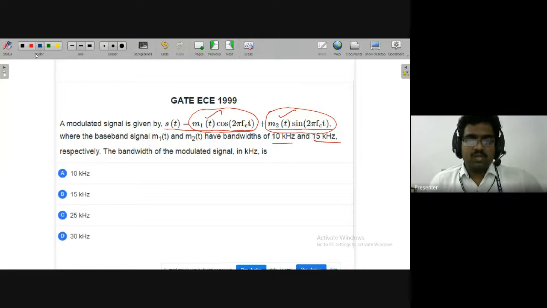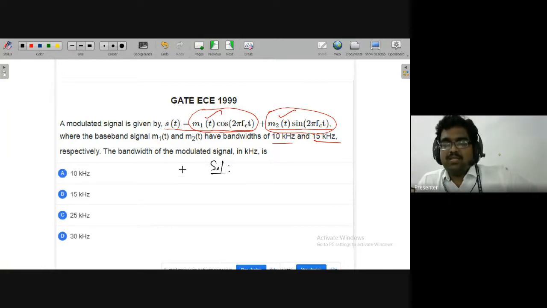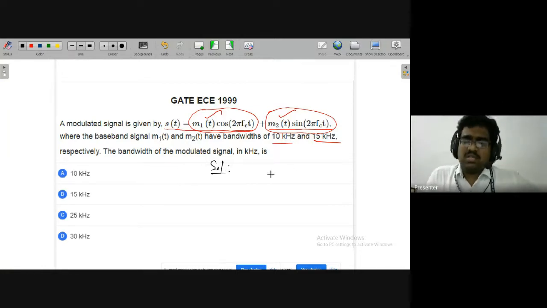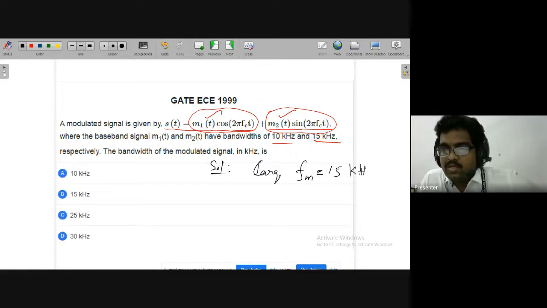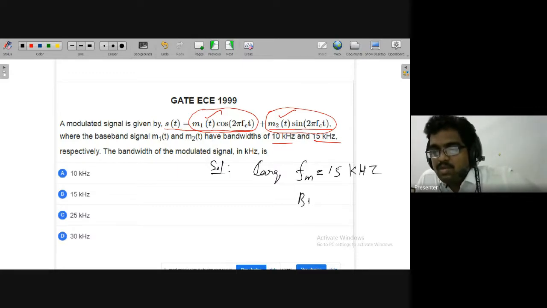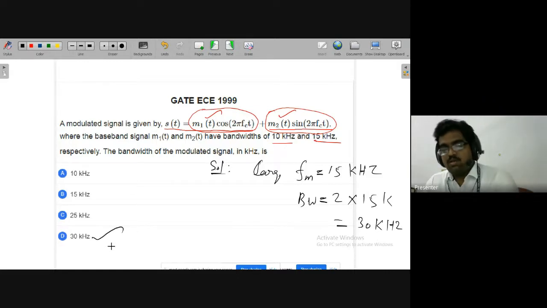They are asking. Solution: I already told you whether it may be an AM system or a DSB system. This is similar to DSB, double sideband suppressed carrier, but it is not a single tone, it is a multi-tone. We are given two message signals, but out of this, which is largest? You should take only the largest frequency. The largest frequency here is 15 kilohertz. We are given two frequencies, but you have to take just the larger one. Then bandwidth means twice the largest frequency, that is simply 30 kilohertz. 30 kilohertz is the answer for this question.